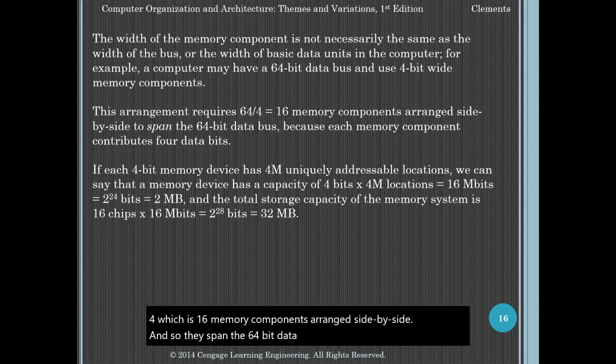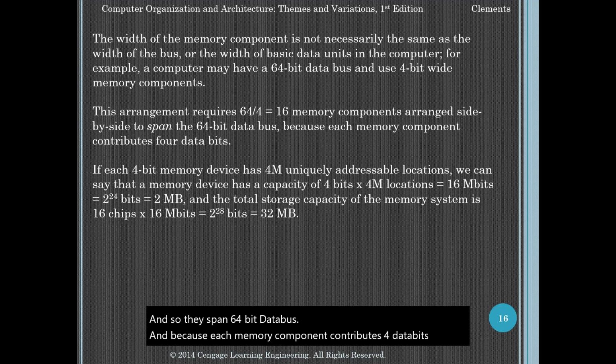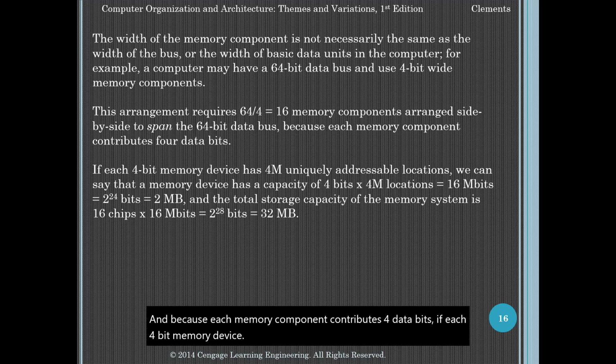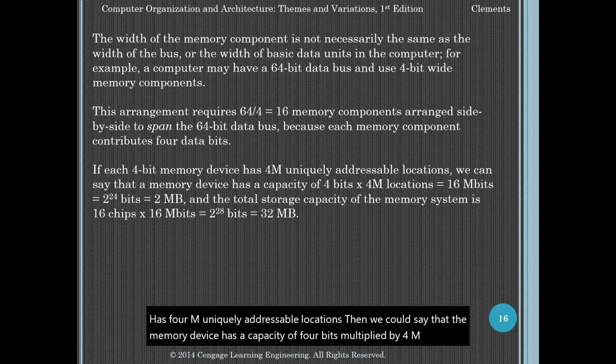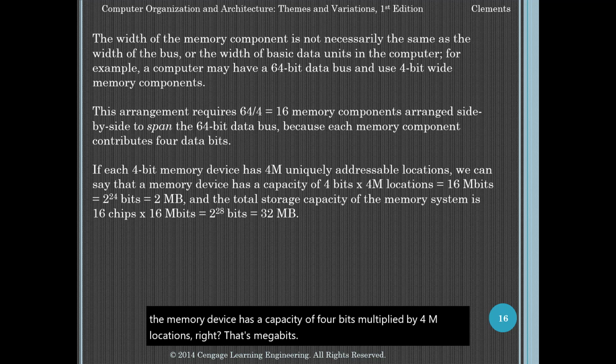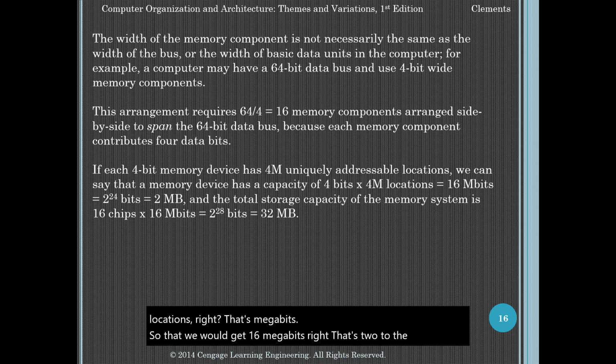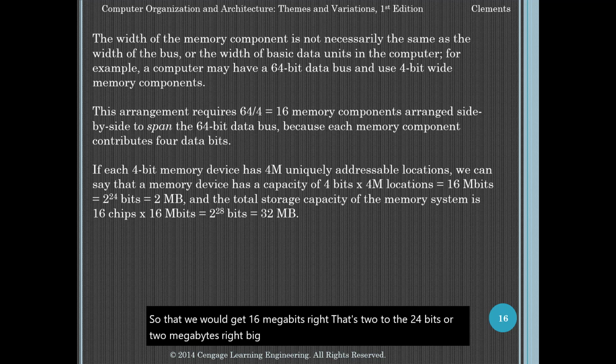Because each memory component contributes 4 data bits, if each 4-bit memory device has 4 M uniquely addressable locations, then we could say that the memory device has a capacity of 4 bits multiplied by 4 M locations, right? That's megabits, so we would get 16 megabits. That's 2 to the 24 bits, or 2 megabytes, right? Big B, megabytes. And that's one thing I want to make a distinction on here.